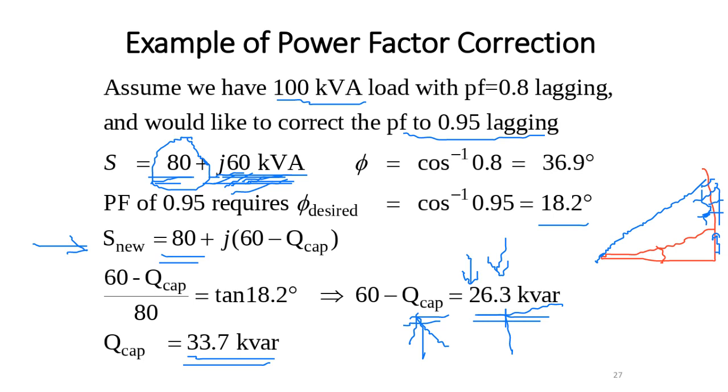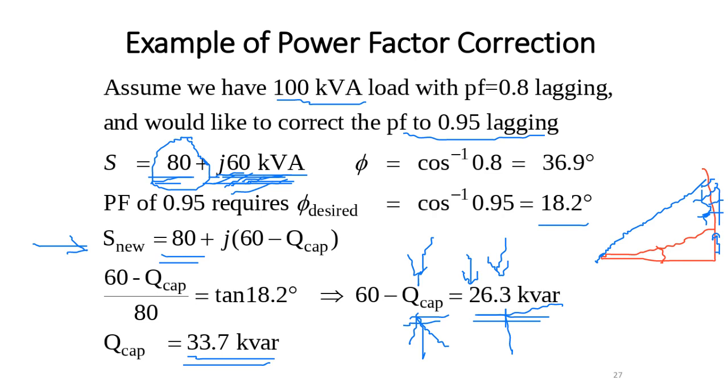So the industry must put capacitors, not only 33.7, they must supply this 60. They must put 60 kilovar. If you put 60 kilovar, the power factor becomes 1. Why? Because no reactive power comes from the system. All the reactive power which is needed in the industry is supplied by their own industry.